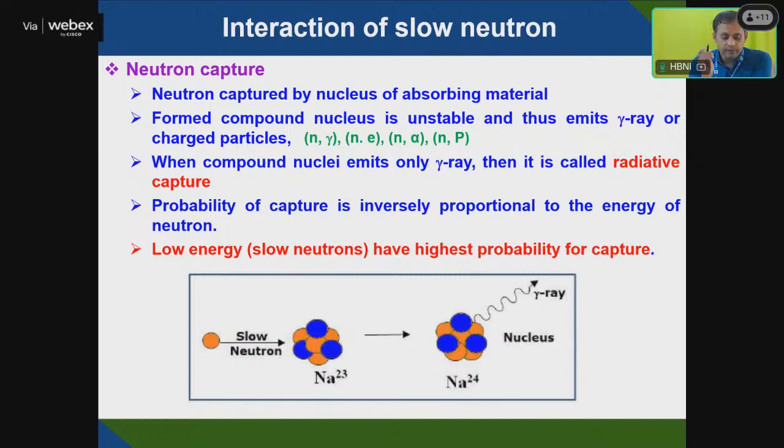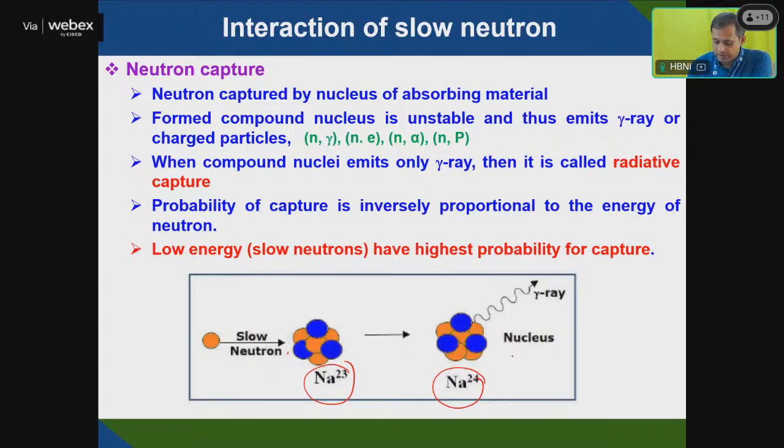And then if you see the neutron interaction, one important is neutron capture. So here, the neutron is captured by the nucleus of the absorbing material. You can see the sodium 23, this neutron is absorbed, and it will go to sodium 24, and gamma ray will come out. So it can form a compound nucleus, that is possible.